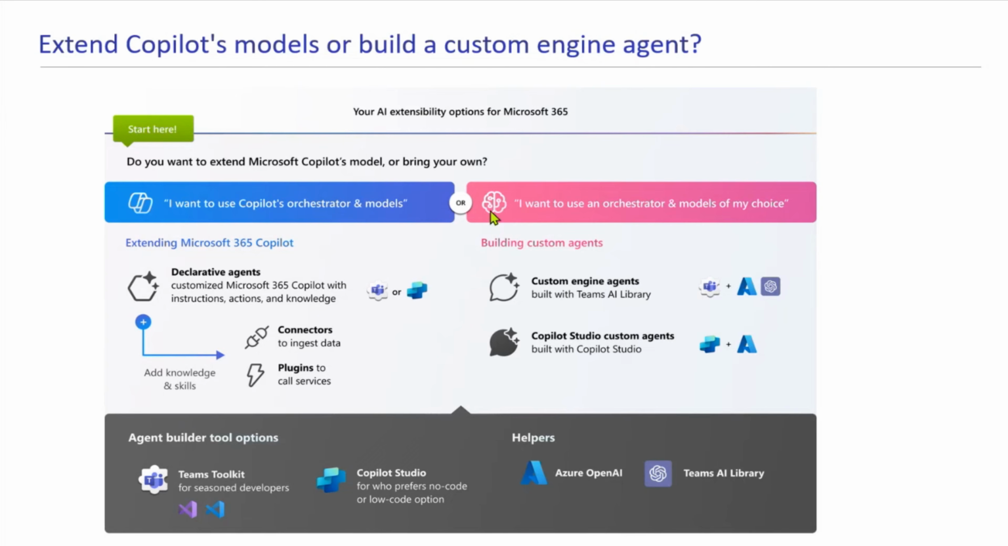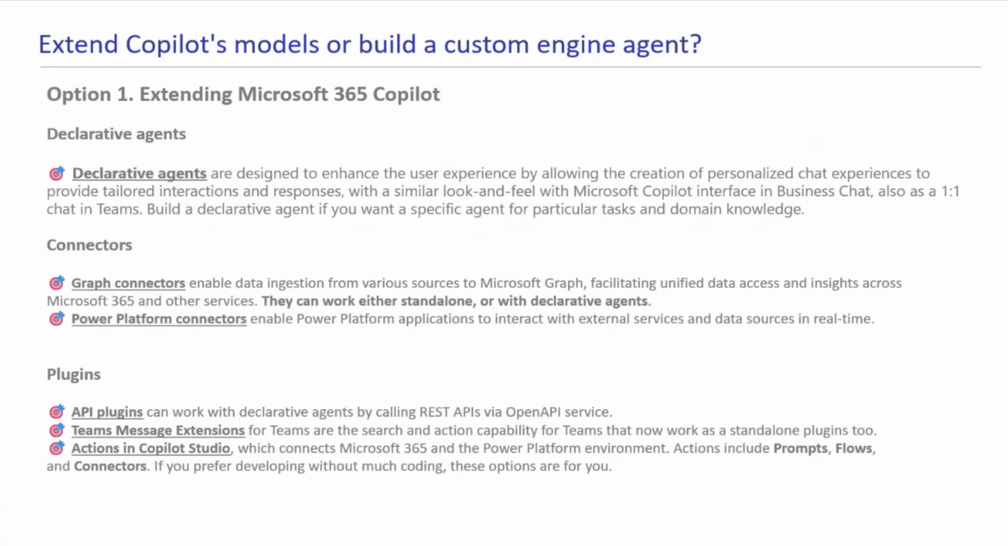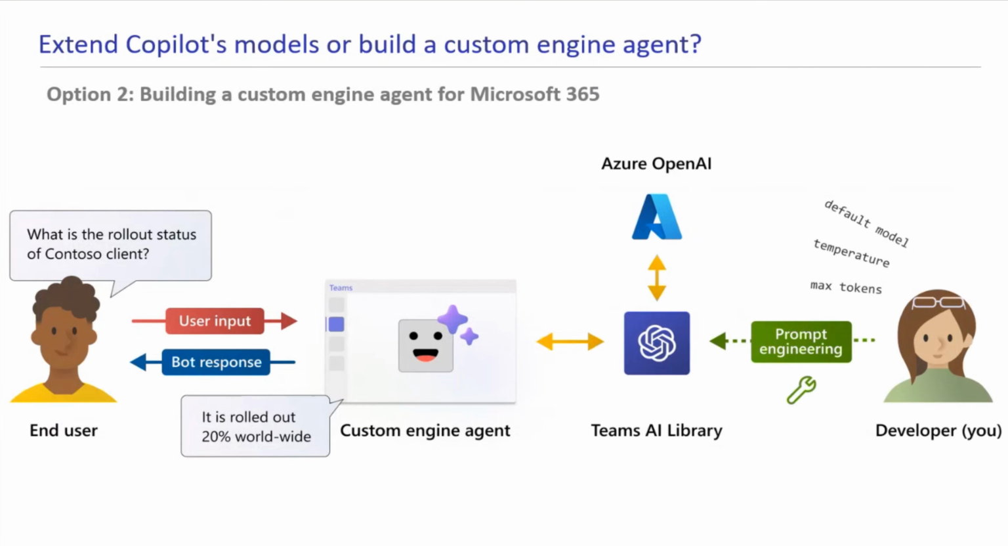But if you wanted to use your own orchestrator and models of your choice, then you have to build custom engine agents, which we are seeing today. The first part which Nandip has covered was using Teams Toolkit, Azure AI, and everything, and the second part using Copilot Studio, where it can also be added on top of Azure. Okay. Again, same thing. This is just more description about that.